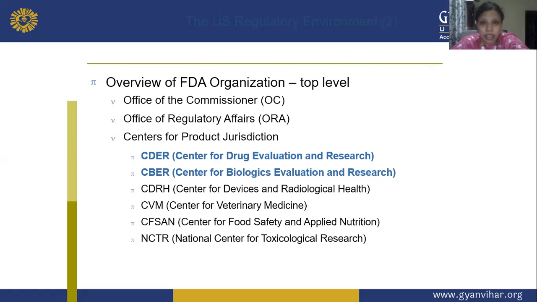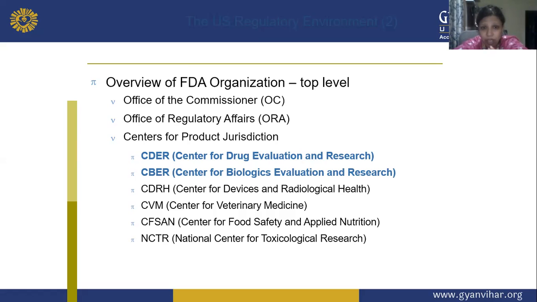Now, an overview of the FDA organization. First of all, the top level organization. At the top level is the Office of the Commissioner. Then the Office of Regulatory Affairs. Then the Centers for Product Jurisdiction. So the Office of the Commissioner, the Office of Regulatory Affairs, and the Centers for Product Jurisdiction are in the top level management of the FDA.